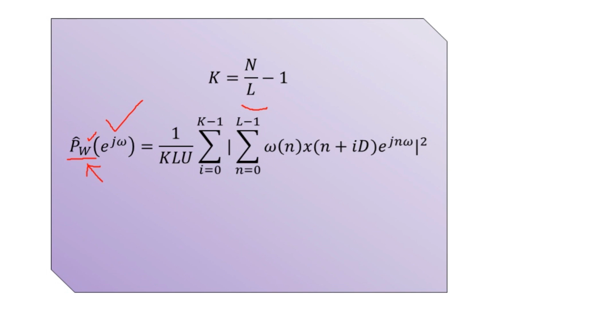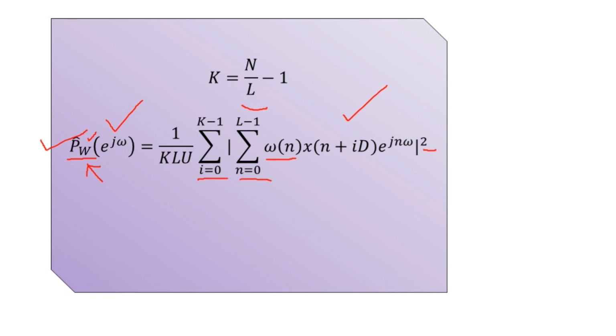Now, in terms of the discrete time random process x of n, the power spectrum density estimate, represented by the cap over the head of capital P, is computed as 1 upon K, as in the previous cases, multiplied by L times U, with the summation over the index i equal to 0 to K minus 1 of the magnitude squared of the summation over n equal to 0 to L minus 1 of x sub i of n times w of n, where w of n is the window representing the modified periodograms that we average out in this method.